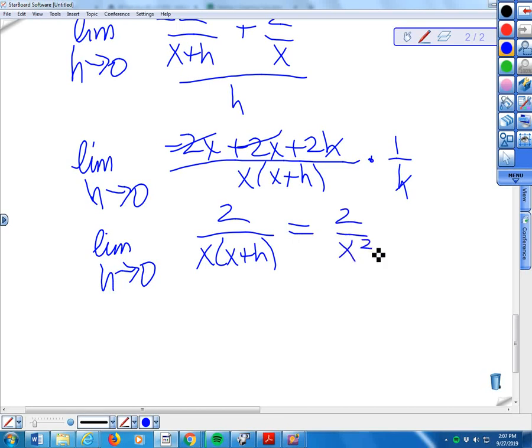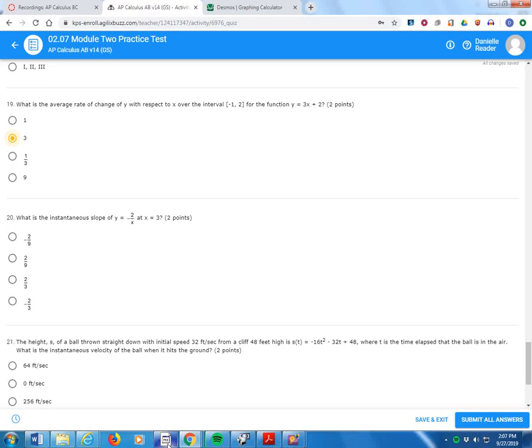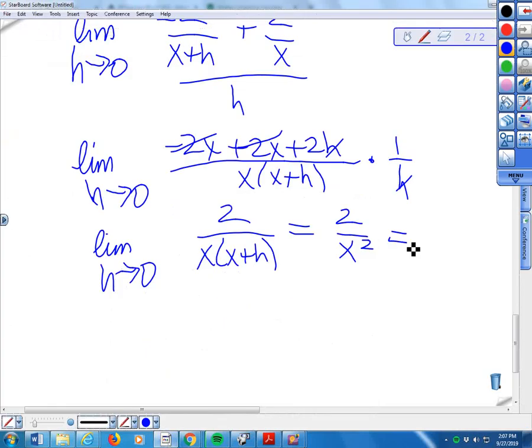Okay, now I'm going to plug in the value. I think it was 3. Yes. And I know that this is then equal to 2 over 9.